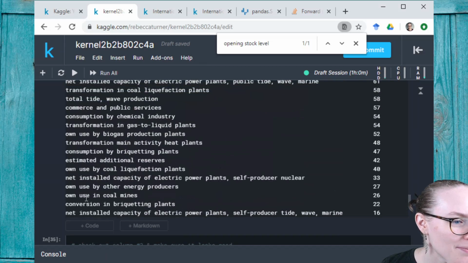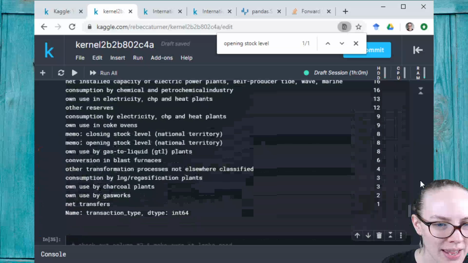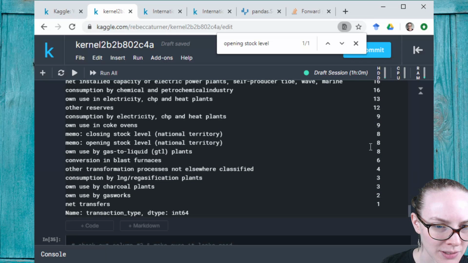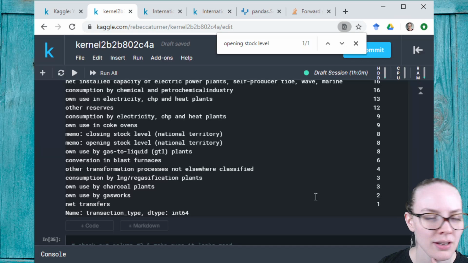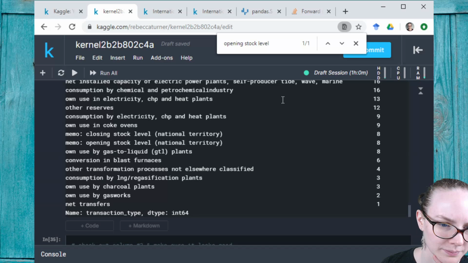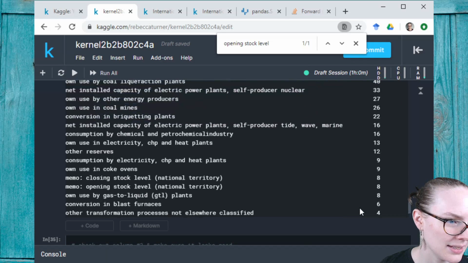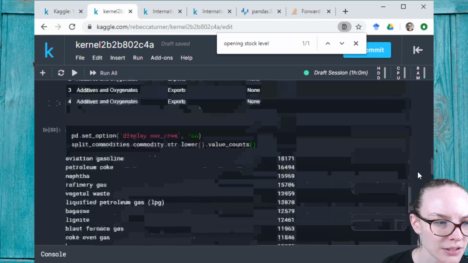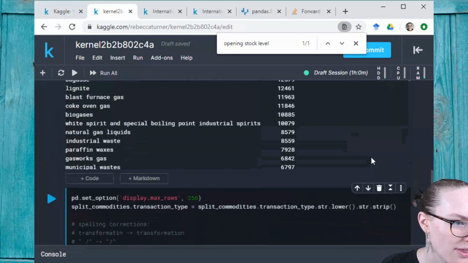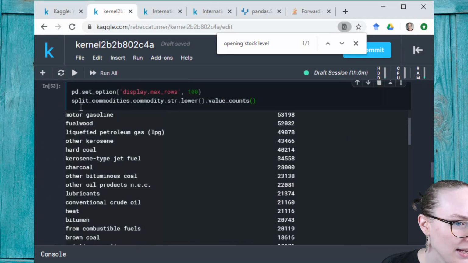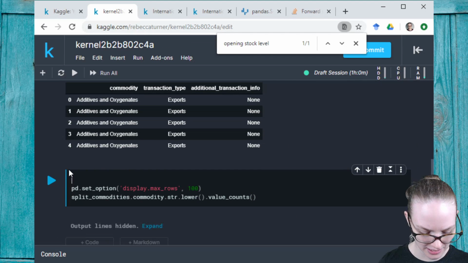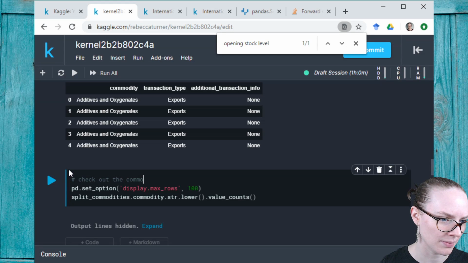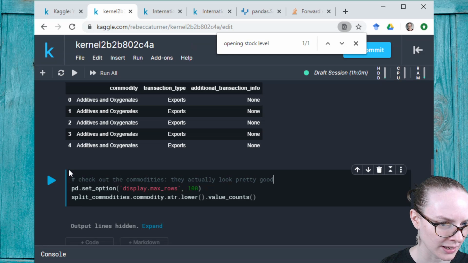But it does look a little bit better. So you can see we only have, what it looks like, 11 with less than 10 instances. So I'm actually pretty happy with that. And I think we can, let's see, check out the commodities. They actually look pretty good.